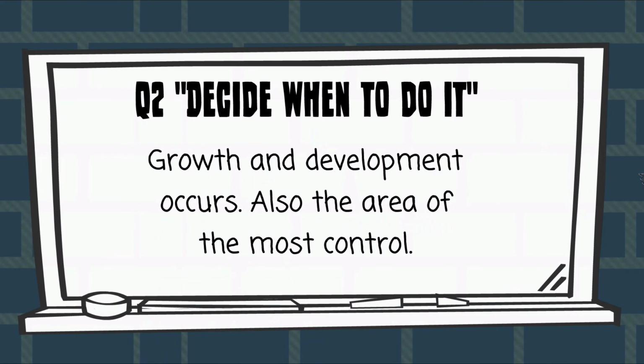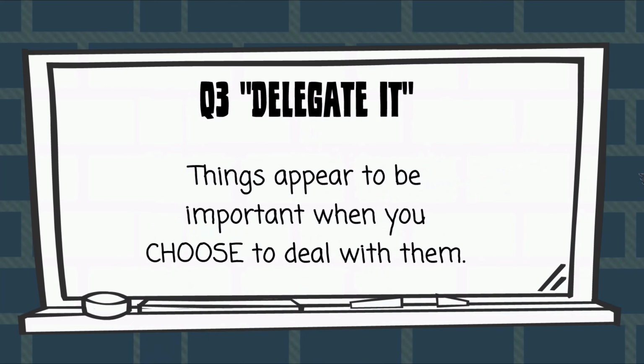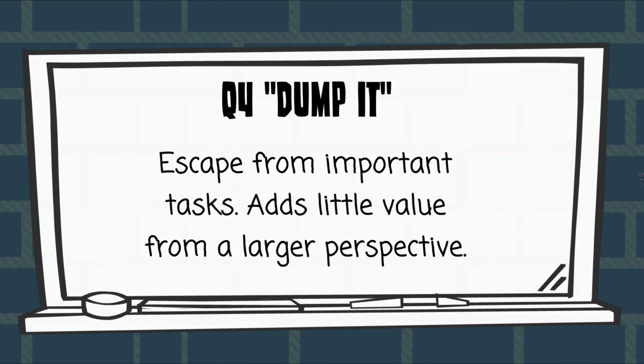Quadrant 2 is where growth and development occurs. You can make things happen and feel the freedom to do them when you would like. This means you're in control. Quadrant 3 is infamous for appearing important, but if you really look at it, it's only because you choose to do these things. In Quadrant 4, activities are an escape from all things that are important.